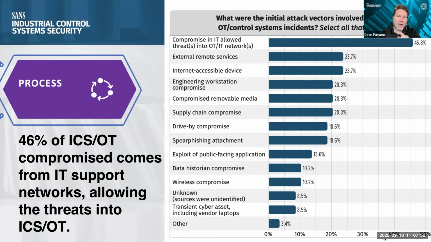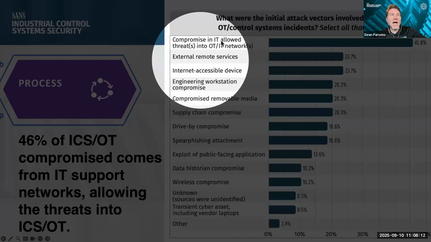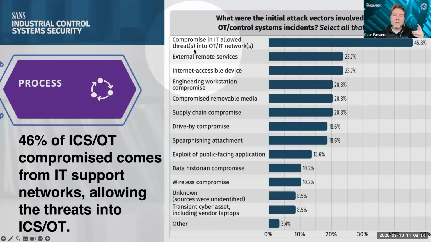So if we take a look at the vectors we see, primarily from a process perspective, 46% of ICS and OT compromises comes from an IT support network that is allowing the threat into the ICS and OT environment. So that today is the top vector that we see. So that transition between one network and the other is definitely a major common pathway for adversaries in all sectors that we see across industrial environments and in all regions.